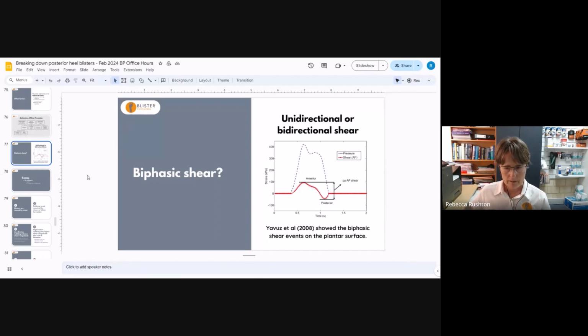And in terms of this biphasic shear event, Yavuz and colleagues in 2008 showed the biphasic shear episode that happened to the plantar surface of the foot, and the plantar forefoot experiences this bidirectional shear, so both anterior and posterior, whereas the plantar heel only experiences the anterior shear. So that may possibly go some way to explaining why plantar forefoot blisters and ulcers are more common than plantar heel blisters and ulcers. I don't know, maybe.